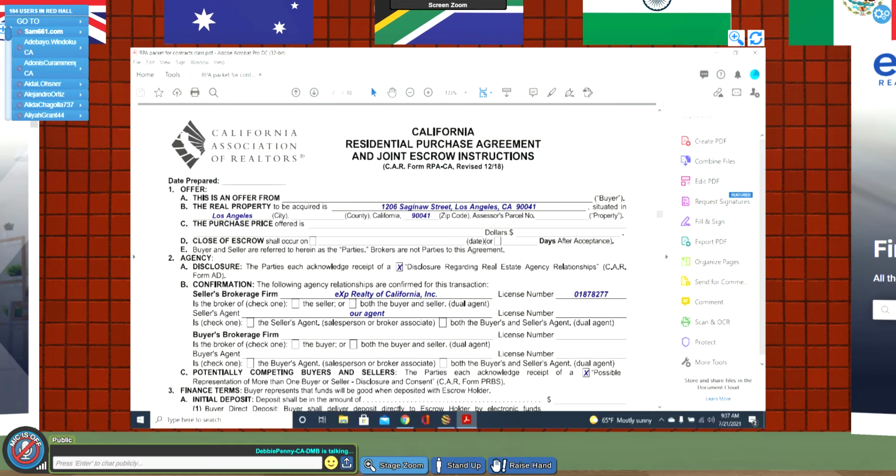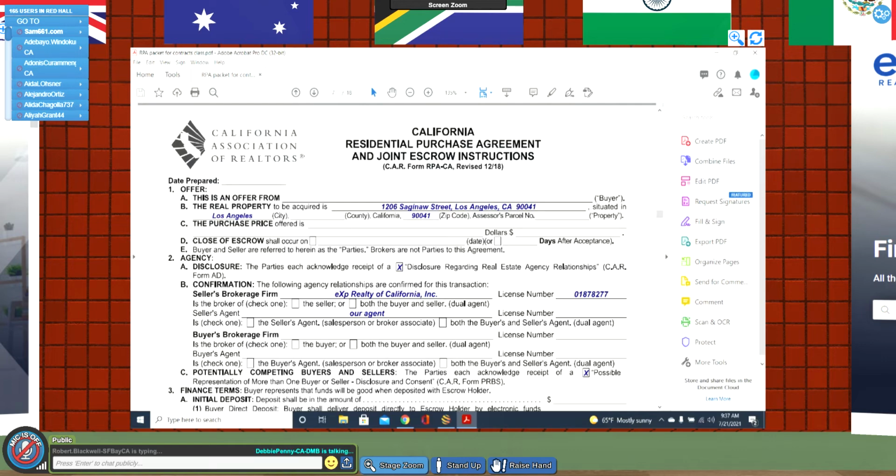Just some little things to be mindful of. All right, so this is an either or. Either a specific date is written in or a number of days. One of the two, but not both.